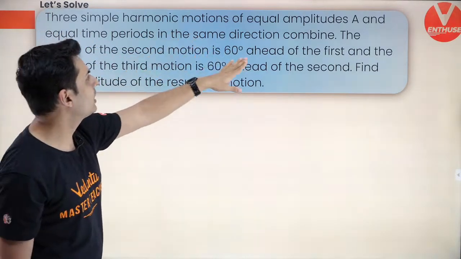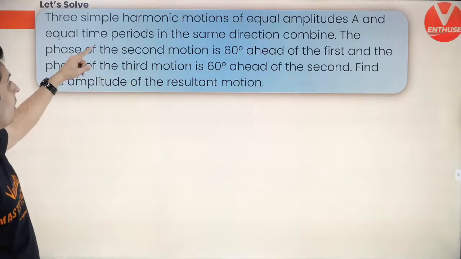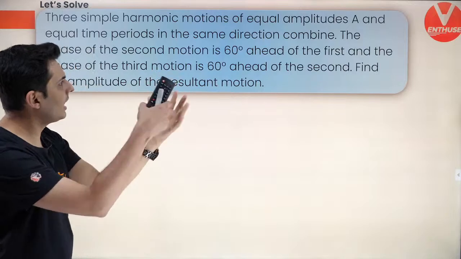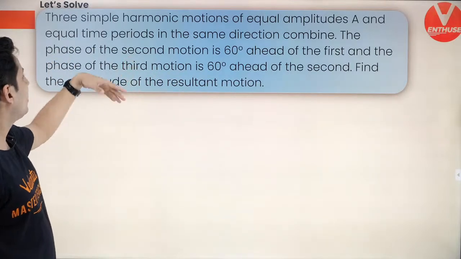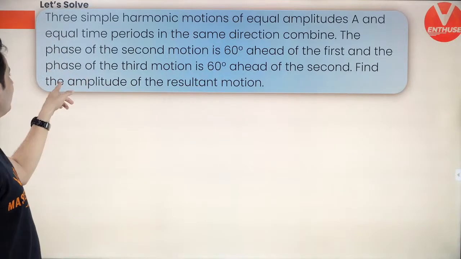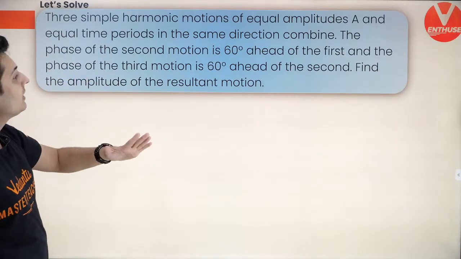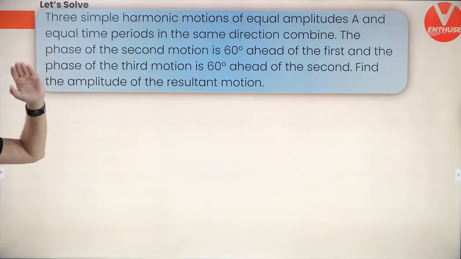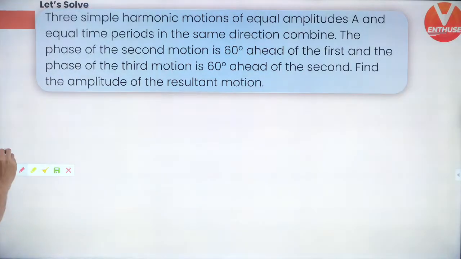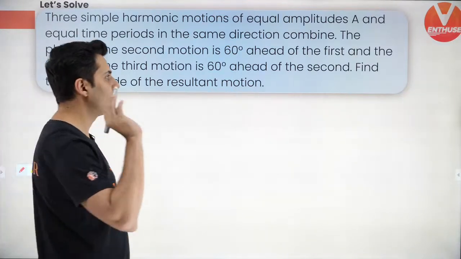Three simple harmonic motions (SHMs) of amplitude A and equal time periods, in the same direction, are added. The phase of the second motion is 60 degrees ahead of the first, and the phase of the third is 60 degrees ahead of the second. Find the amplitude of the resultant. So guys, just treat them like vectors. You will never face any problem.